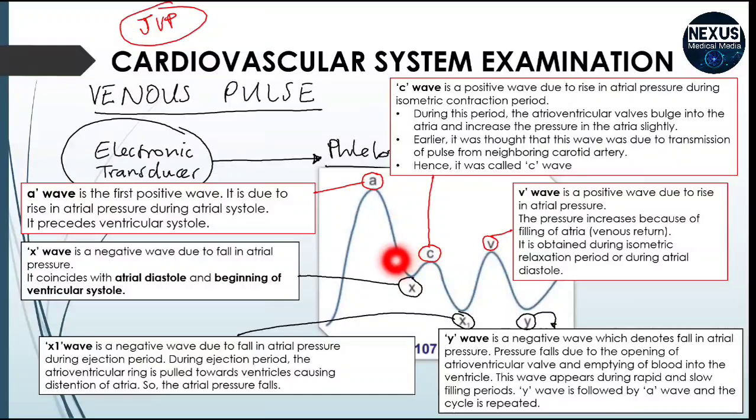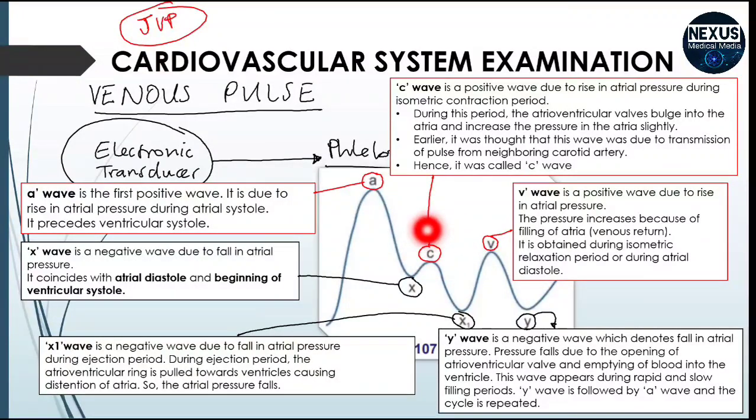Then you have a negative X wave, right? So it occurs due to a fall in atrial pressure, and this is happening because of atrial diastole, and this point marks the beginning of ventricular systole. Then you go up again here, a small positive deflection called the C wave.